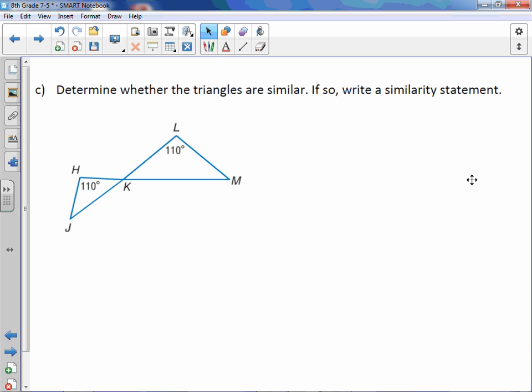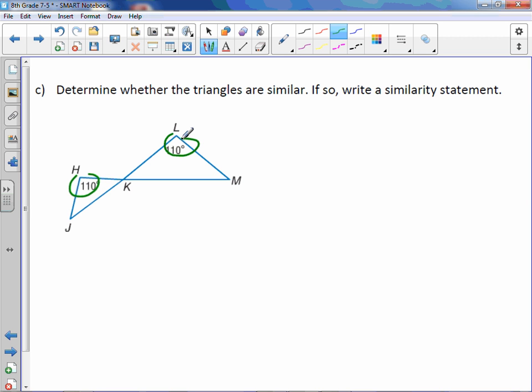Letter C. Determine whether the triangles are similar. If so, write a similarity statement. So here we have a little bit of a dilemma. We have the 110 degrees in each, so it definitely tells me that we have at least one angle, but we have no other measures.